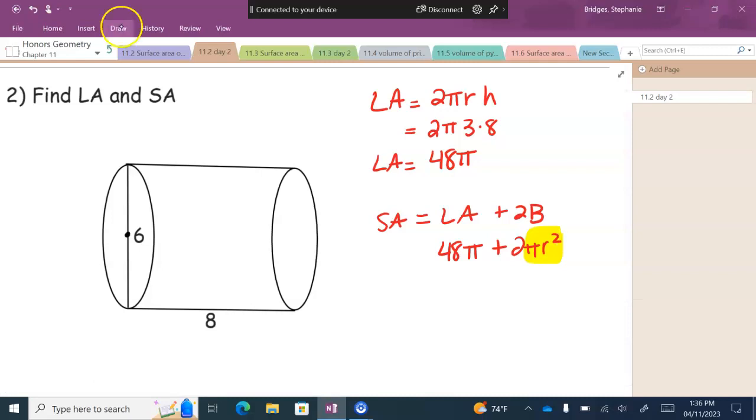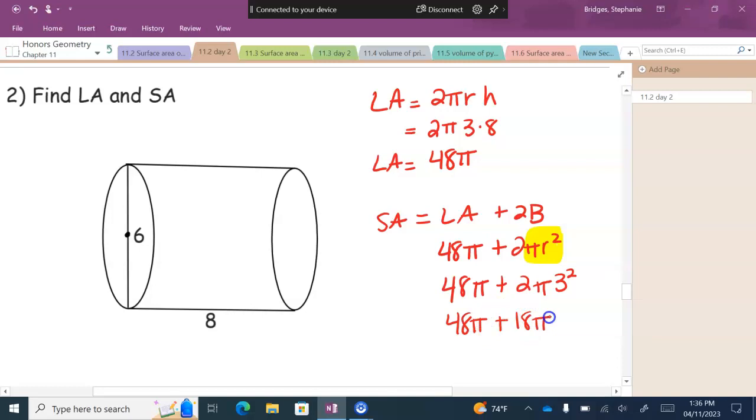Jerry, do you have a question? No. You're just playing with the string? Okay. So it's going to be plus 2 times pi times what's my radius again? 3. Okay, so we've got to square 3, which gives me 9. Then multiply that by 2, which gives me 18 pi. And then if I add 48 pi and 18 pi, then I get a total of 66 pi.